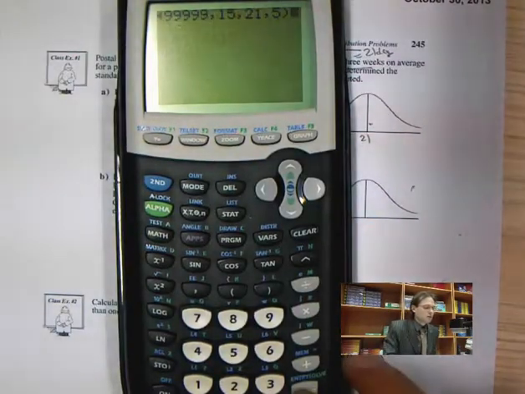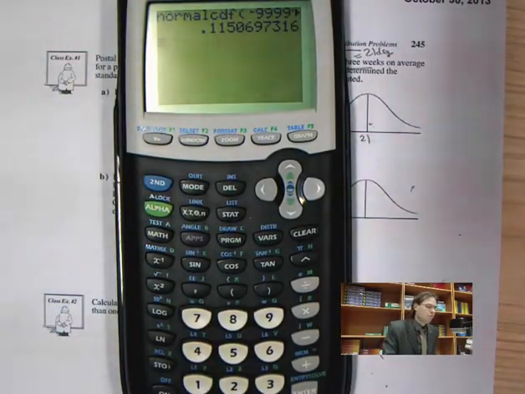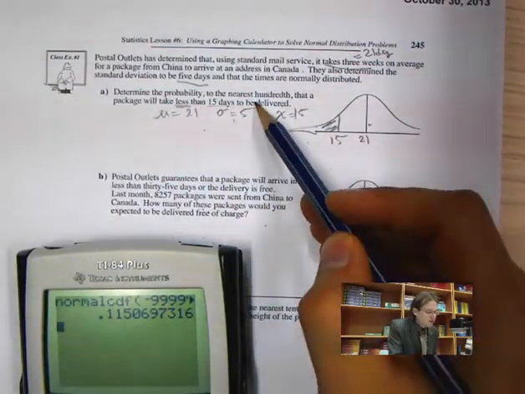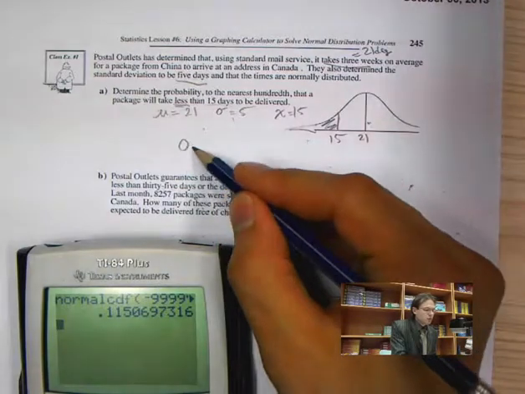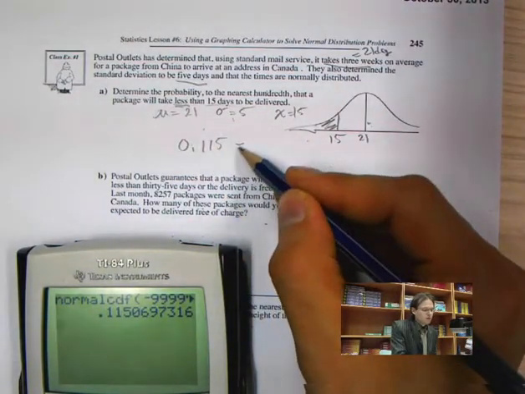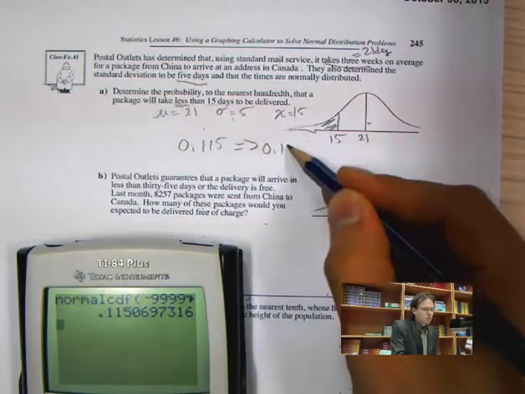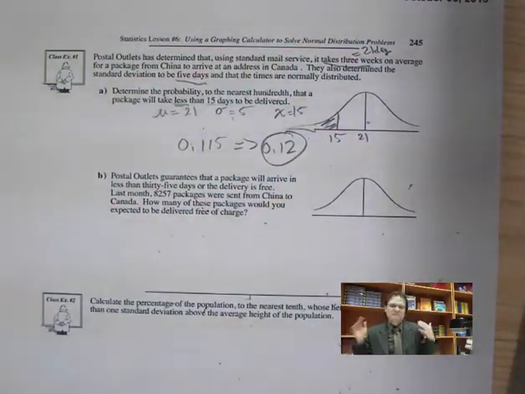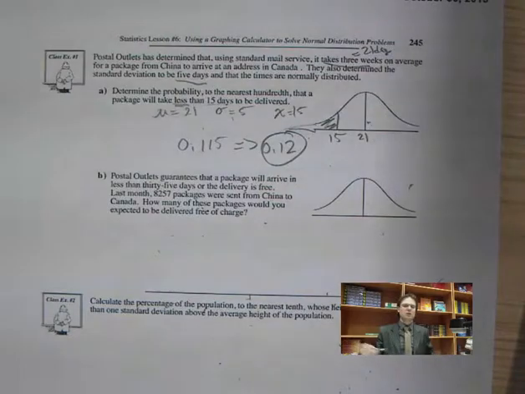So I'm just now going to do it. It says right here it wants the probability to the nearest hundredth. It is 0.115, which is the same as 0.12. So it's 0.12. Look how fast that was. Fast, simple, easy, not much calculation. But on the test, I'll still want you to do it the less than 5 way.